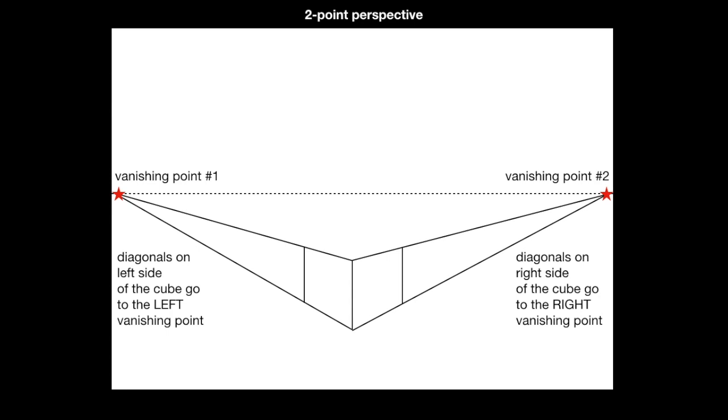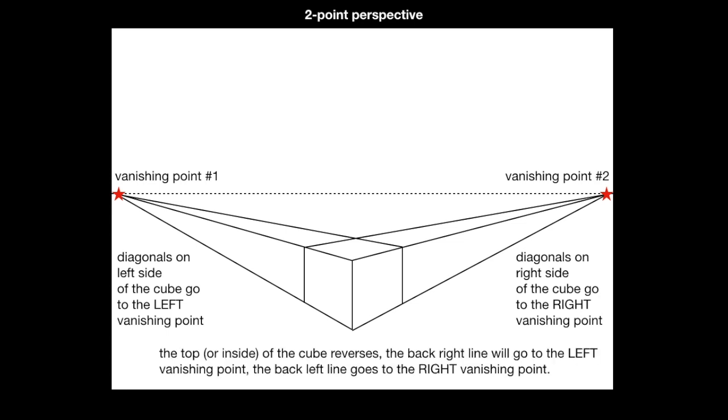Okay, and then when it comes to the top of the cube, or rather the inside of the cube, if you think about if this was a box, for example, and I had to draw the rest of it, or the top, as I'm going to do now, the directions switch here. So the top or the inside of the cube, it'll reverse, and the back right line will go to the left vanishing point, and the back left line will go to the right vanishing point. Okay, and again, all vertical lines are parallel to each other. So here we have our three red verticals.